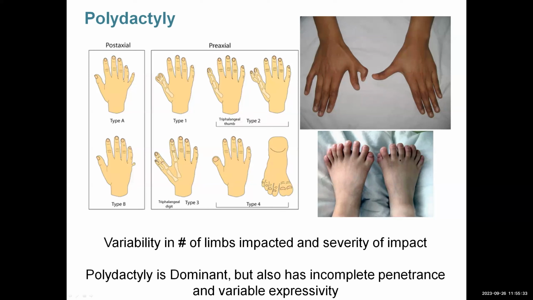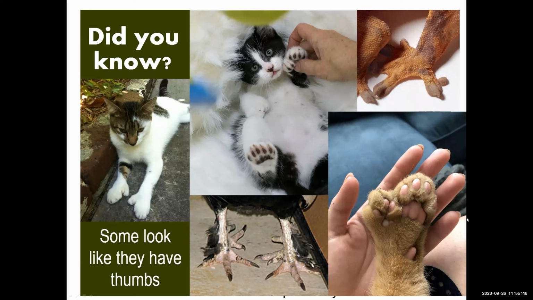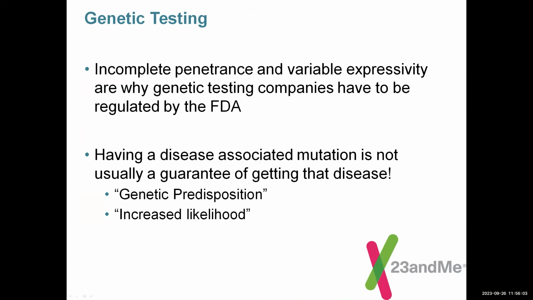This trait is also conserved. Polydactyly exists in other organisms that have limbs as well. For example, it's a common occurrence in cats, chickens, and lizards. Look at that little extra toe. Things like incomplete penetrance and variable expressivity are part of why genetic testing companies are regulated by the FDA. Because having a disease associated mutation is not usually a guarantee of getting that disease. Usually, these companies and other groups will couch this as a genetic predisposition or an increased likelihood.